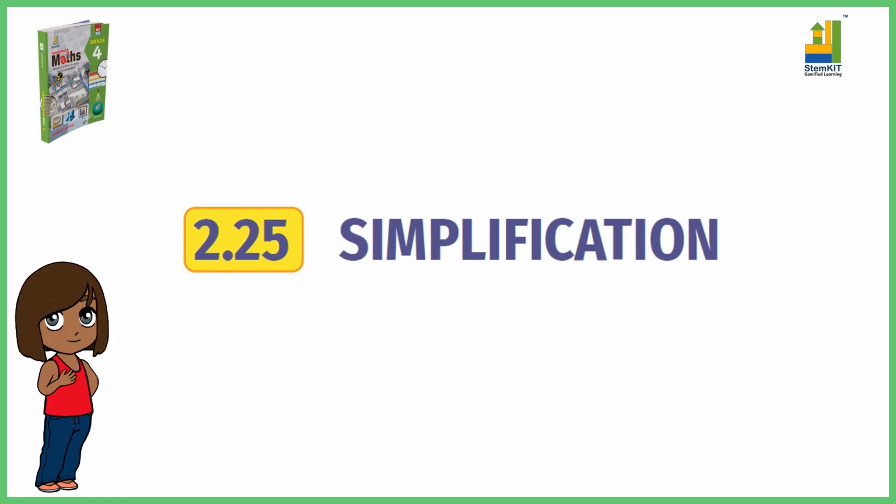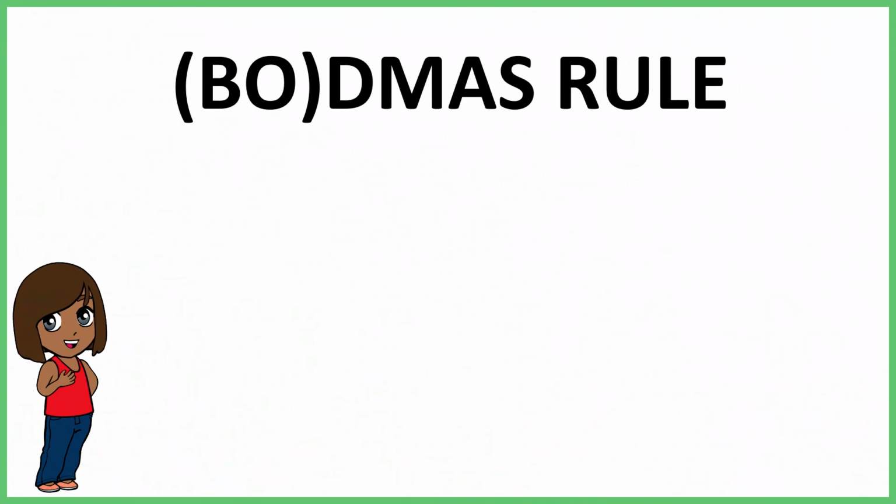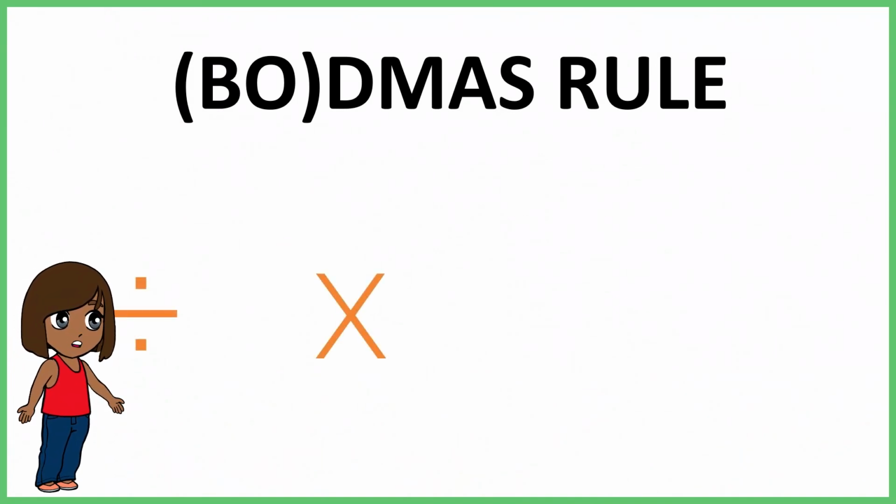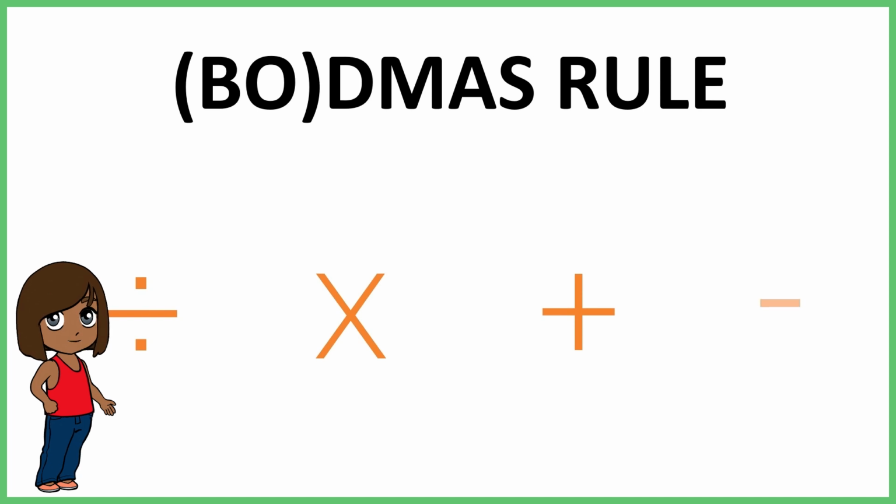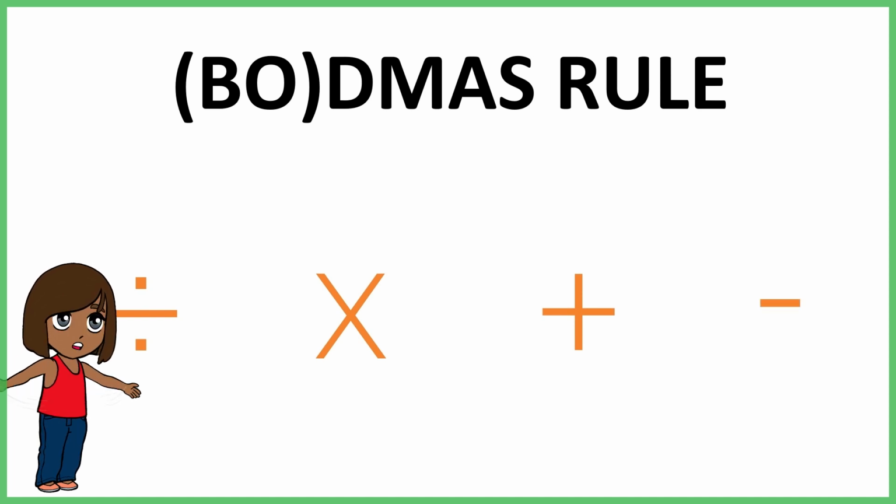The most important operations in maths are divisions, multiplications, additions, and subtractions. The BODMAS rule states the order of operations if there are more than one operations in a single problem. According to the BODMAS rule, division should be done first, followed by multiplication, followed by addition, followed by subtraction.